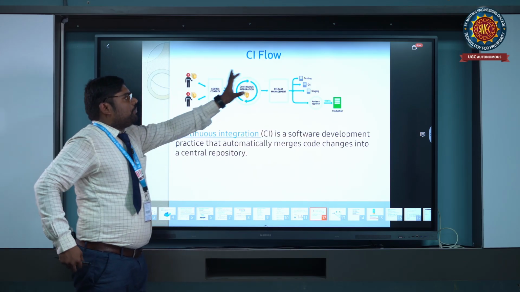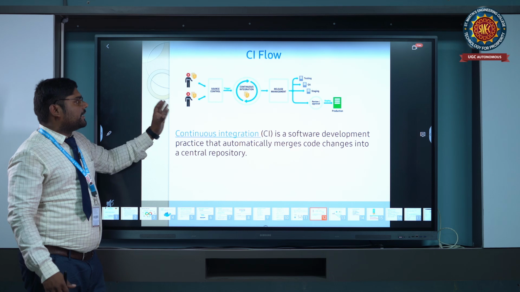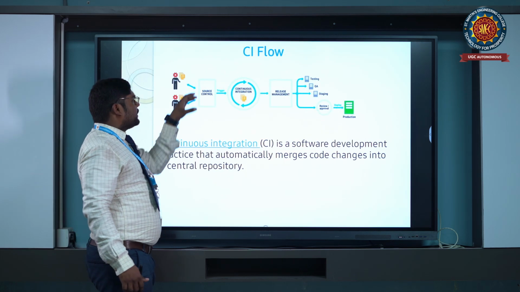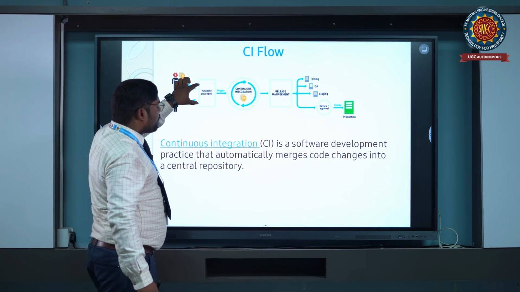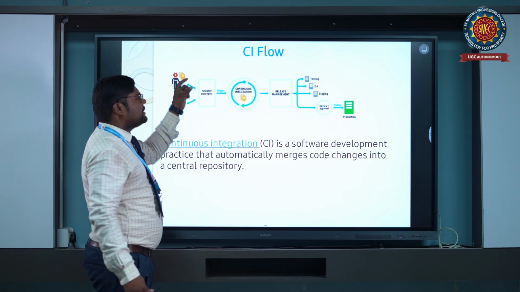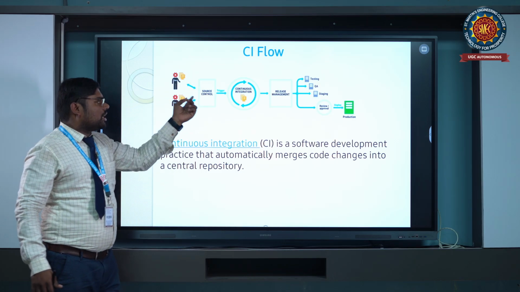This is the CI flow. CI means continuous integration flow. First, the developer will create code. Then we push the source code to Git. Git is a distributed version control system.